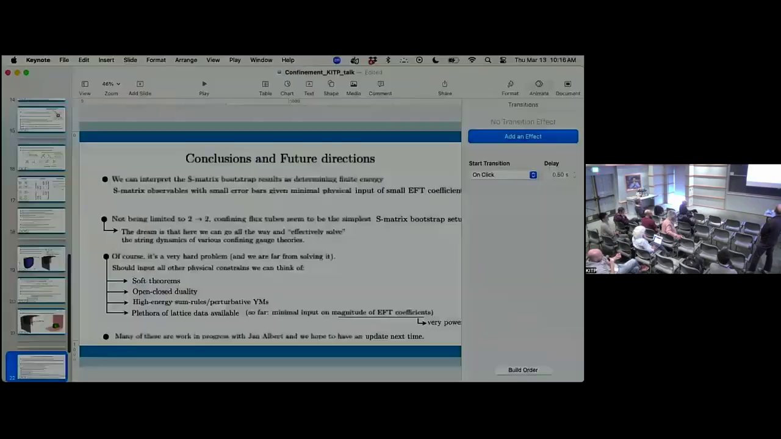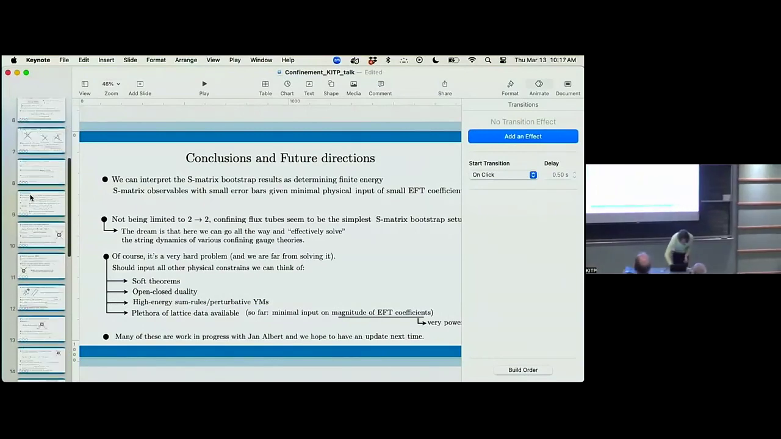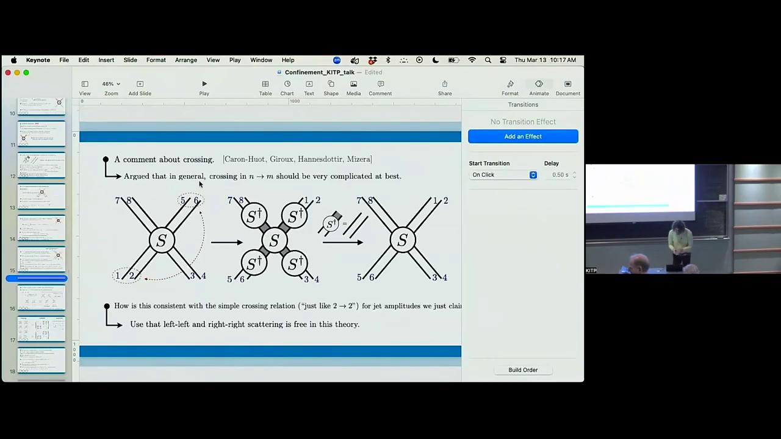Okay, so then I need to discuss crossing a bit in more detail. It turns out that crossing for multiparticle processes is a bit more complicated than what we think naively. For example, these authors have argued that crossing for n-to-m amplitudes takes the following form, and I'll illustrate it in an example. Suppose you have this 4 to 4 process. If you cross 1, 2 into 5, 6, generically what you land on is not the S-matrix, but this object, where you need to insert the S-matrix conjugated on all of these bundles, and then you need to sum over a complete basis of states in the middle.